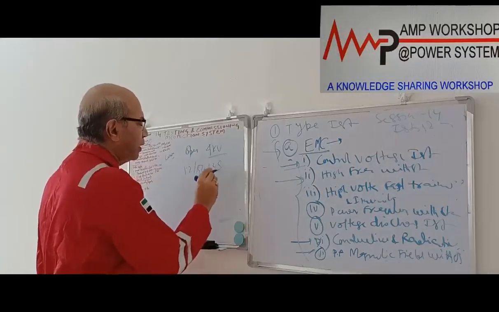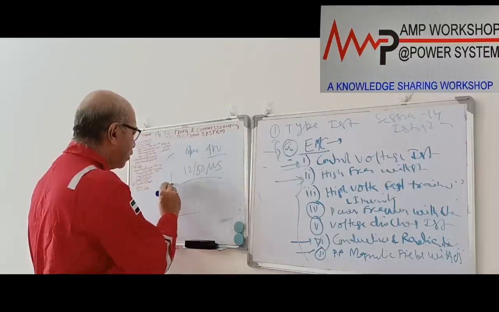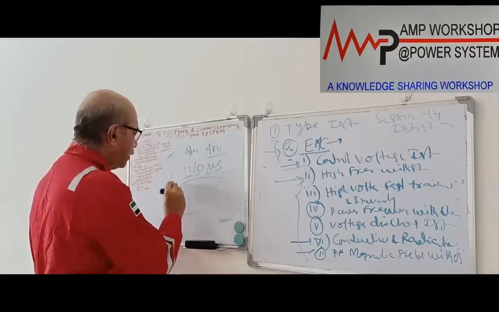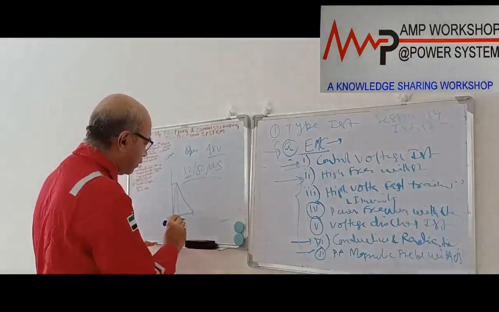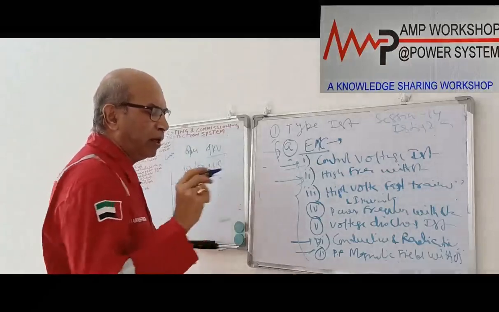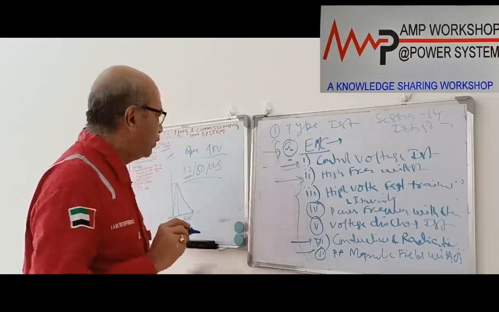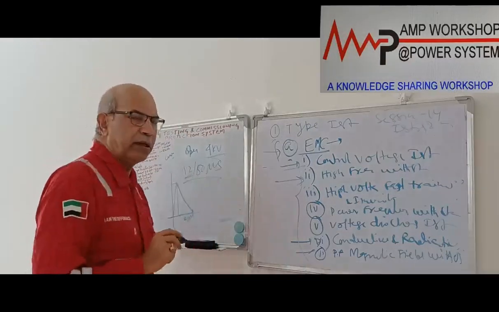This is the wavefront capacity. That means the 4 kV voltage which you are injecting will reach 4 kV in 1.2 microseconds and will drop to half value in 50 microseconds. This type of waveform we inject to all the inputs and outputs, and then we say whether it is working or not, whether it is withstanding or not. If it is withstanding, then we say it is passing.